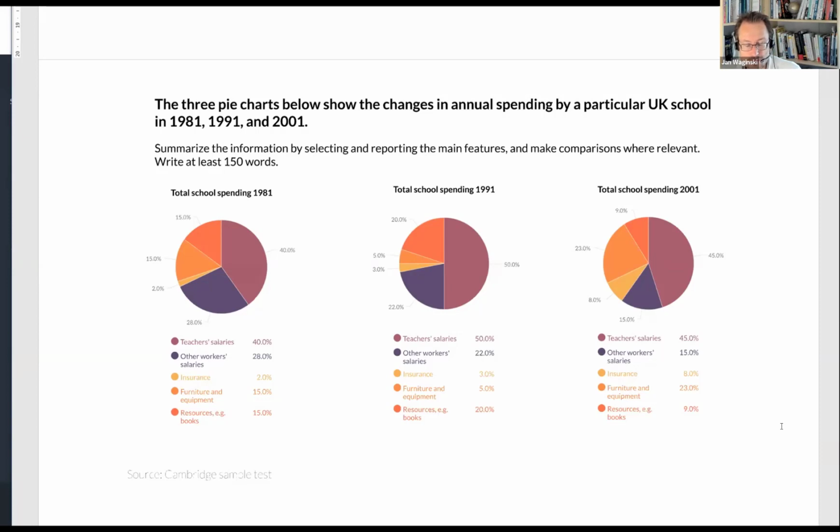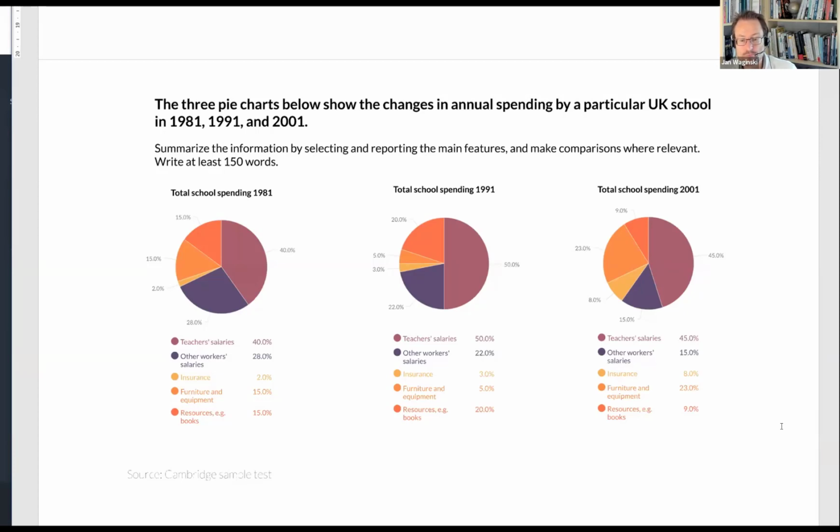So very briefly, what patterns do you notice? Teachers' salaries increase, and the insurance is increasing. Now, be very careful. With statistics, the devil is in the details. Did teachers' salaries actually increase? No. Right, we don't know that.